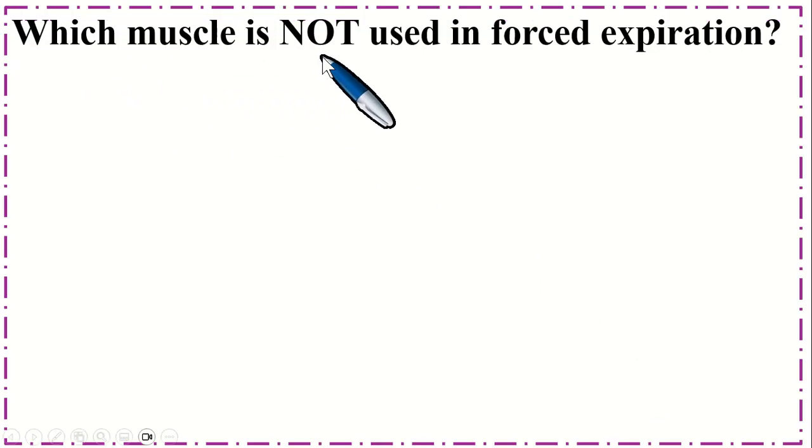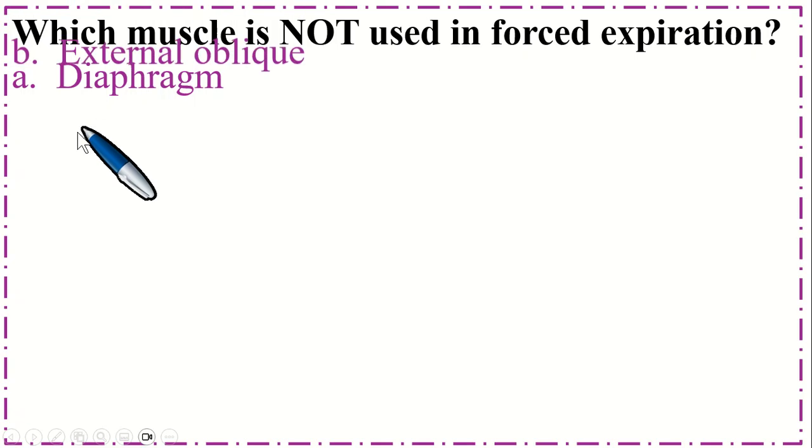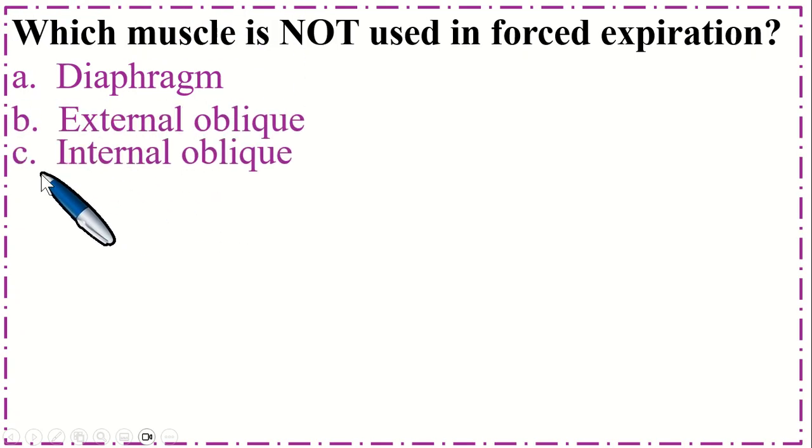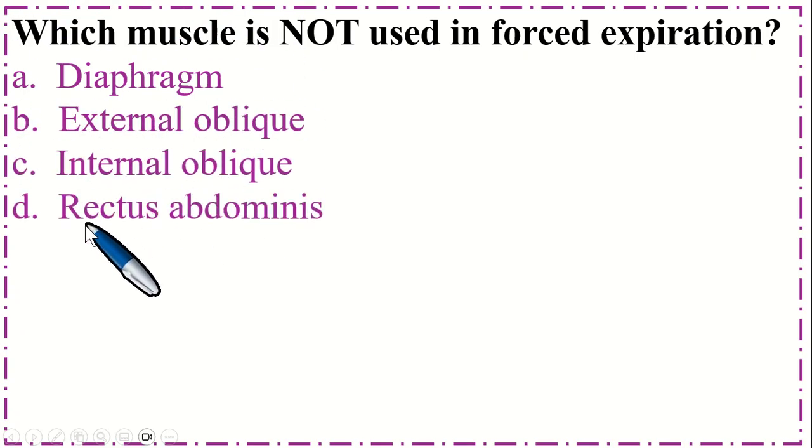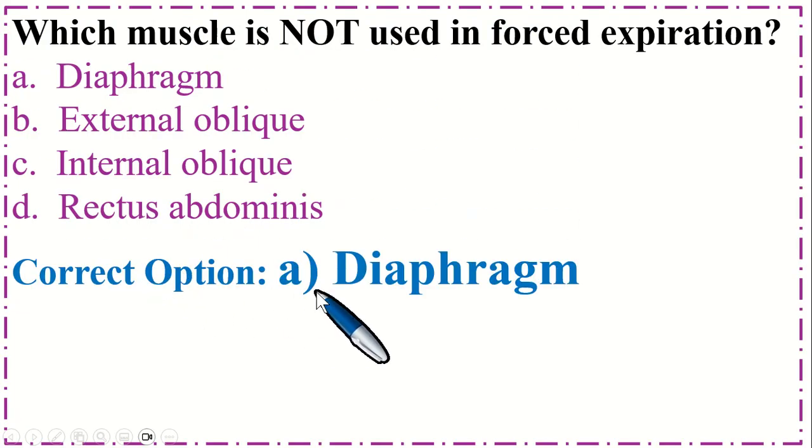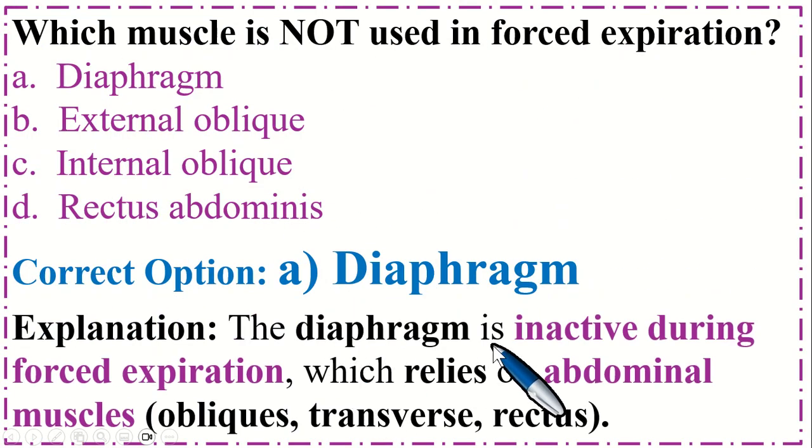Which muscle is not used in forced expiration? Option A, diaphragm, B, external oblique, C, internal oblique, and option D, rectus abdominis. So the correct option is A, diaphragm. The diaphragm is inactive during forced expiration, which relies on abdominal muscles: obliques, transversus, and rectus.